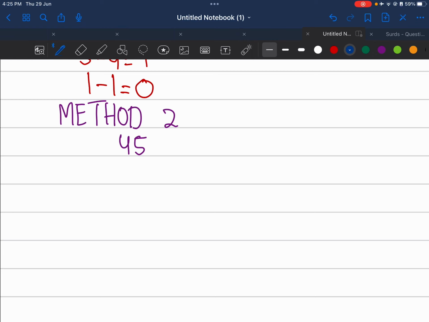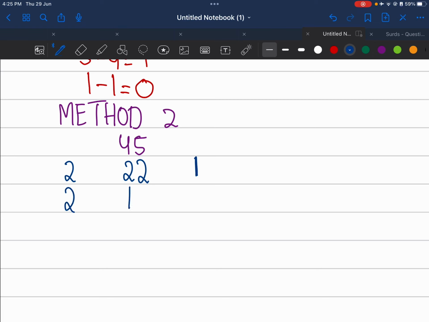and write the remainder, if any, on the other side. So 45 divided by 2: 2 times 22 is 44, and the remainder is 1.